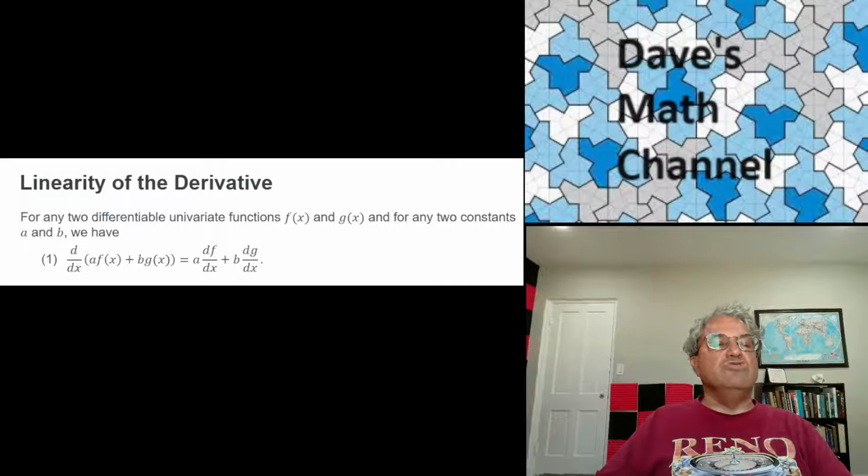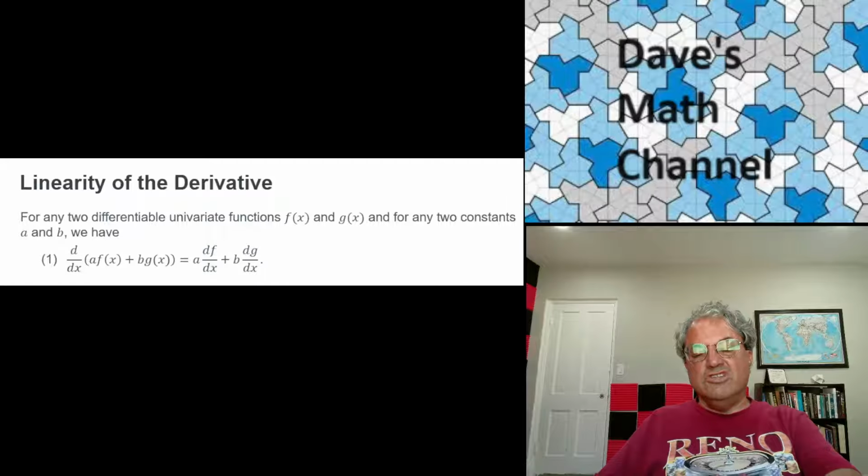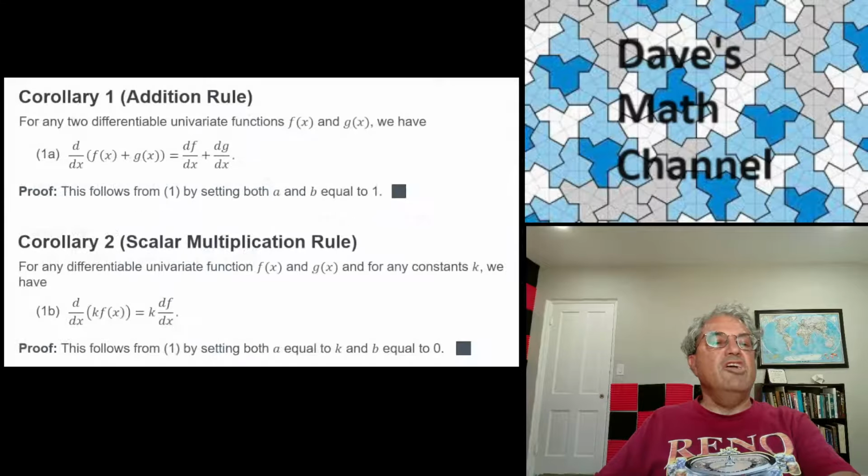We get a times the derivative of f with respect to x plus b times the derivative of g with respect to x. I'm using Leibniz's notation for the derivative here. You can also write this using Newton's notation, which I'm actually going to do later. I think you should get used to seeing both forms of notation. But anyway, that's the statement of linearity. So that's ultimately what we're going to prove today.